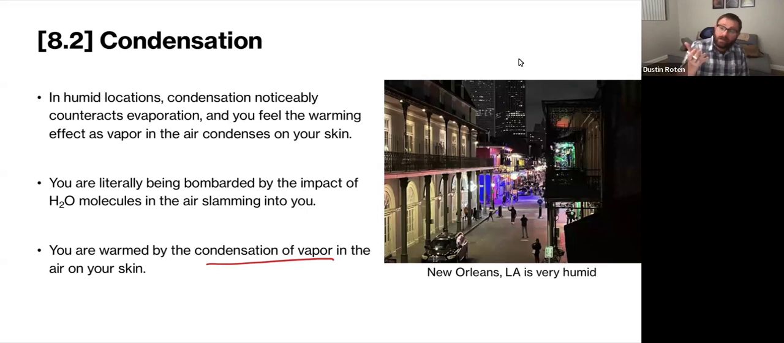And if you've ever been to New Orleans, that's one of the most humid, sticky places I've ever been. That place in Florida. If you get a chance to go and you start feeling that sticky, gross feeling, that's condensation.